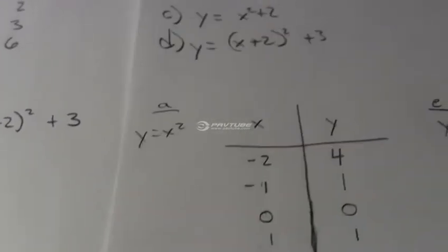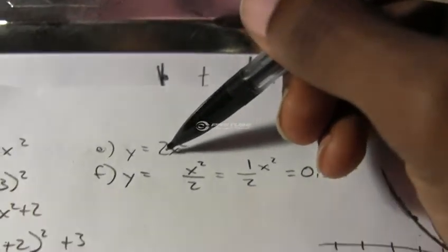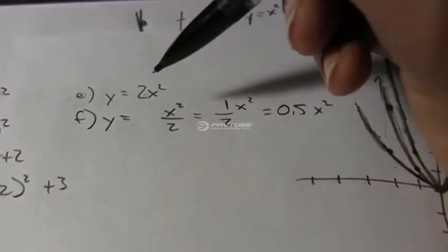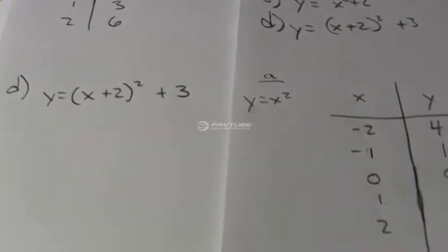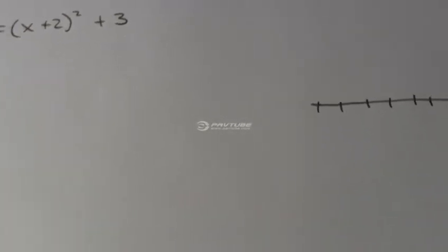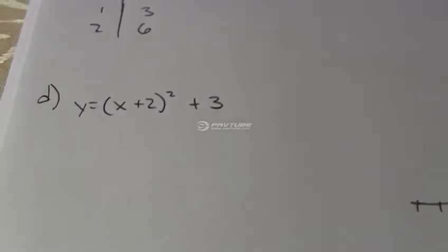Right, because remember, that's how we changed that. The 2 in front of the x squared is what makes it extra steep. The 0.5 is what makes it extra flat. It's just a regular x squared, so it's not going to change that way.